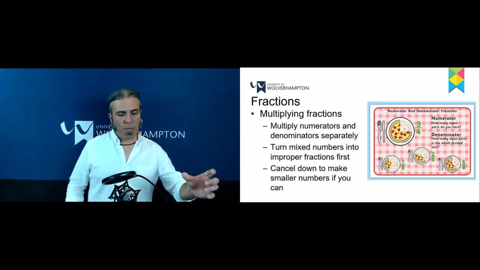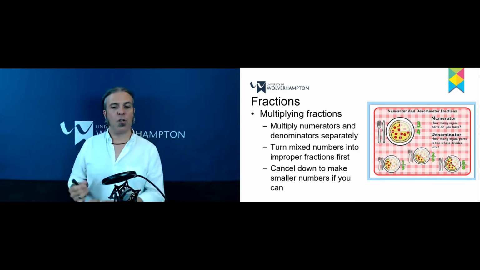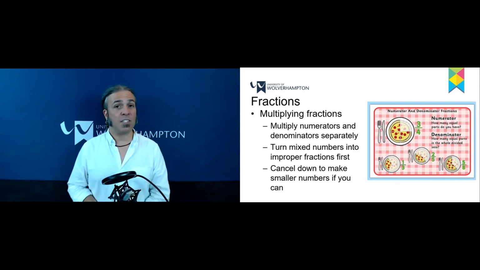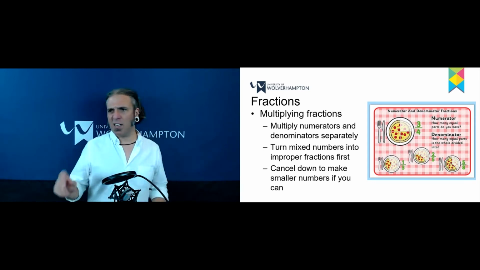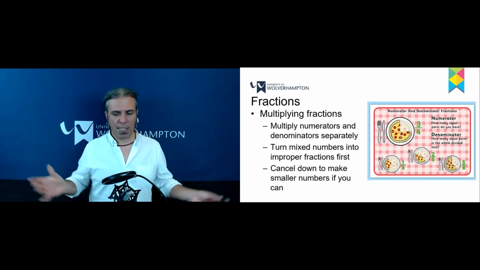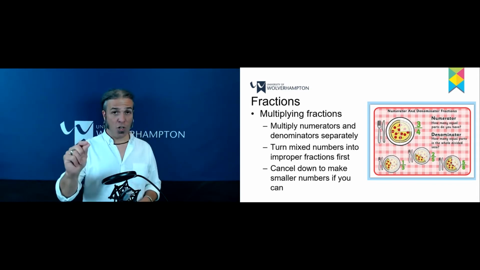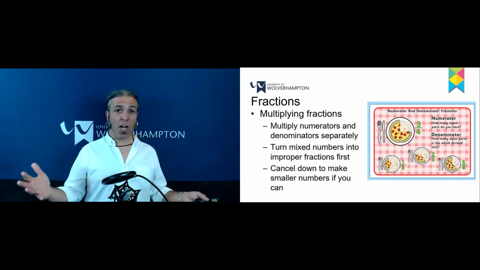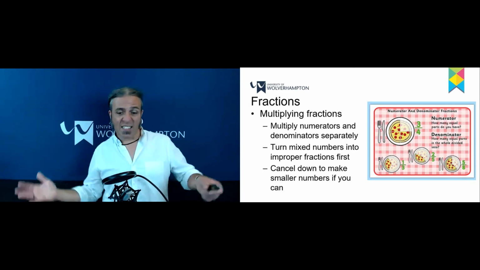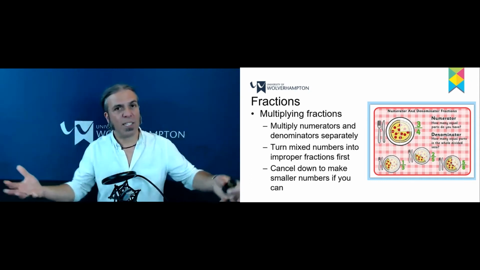So there are some simple rules, as I said. When we're multiplying fractions, we need to multiply the numerators and the denominators separately. If we've got mixed numbers, and a mixed number is like 1 2/3 or something like that, we need to actually make them into improper fractions first. That's really important. And actually what you can do is cancel down those numbers before you start, perhaps, or at the end, to try and make the numbers smaller so you can deal with them more easily.